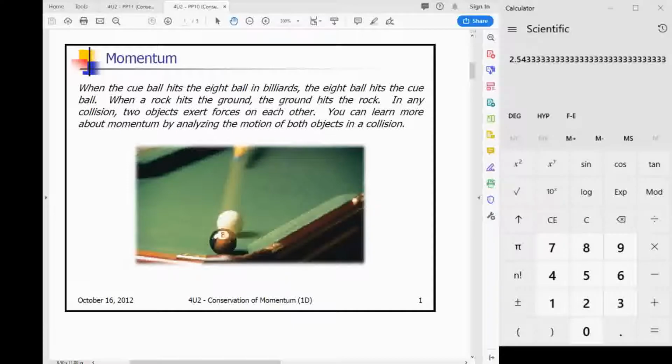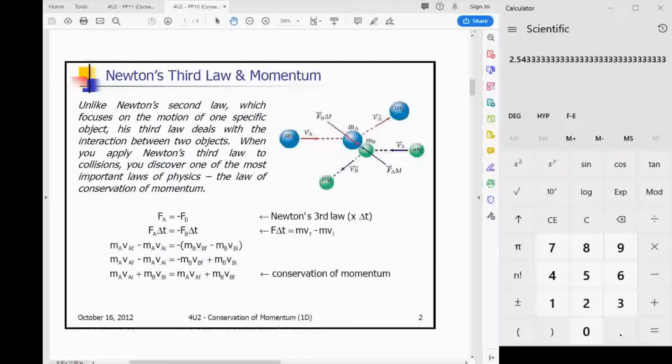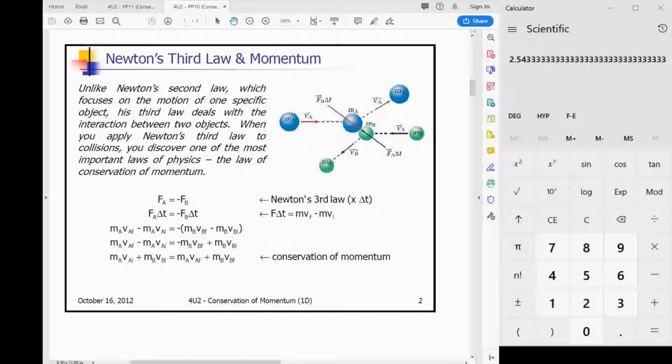So in a collision, two objects exert forces on each other. And one way of analyzing the motion of these objects after the collision is to analyze their momentum before the collision and their momentum after the collision. So the momentum is going to be conserved. So if we look at this, this is the algebraic proof of that. We have the object A, which is a mass that's labeled MA, and object B, which is a mass labeled MB.